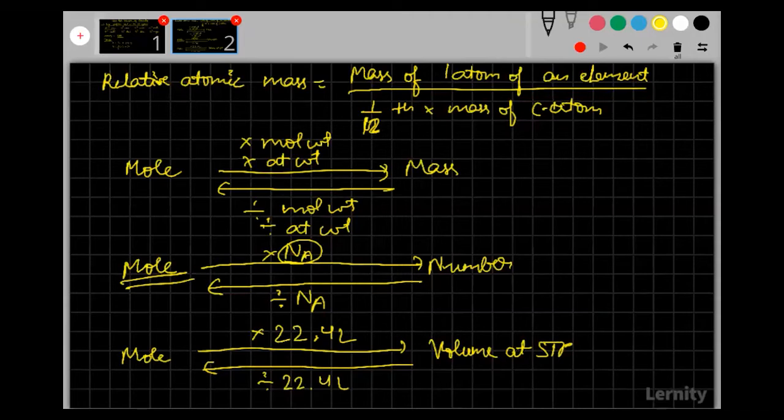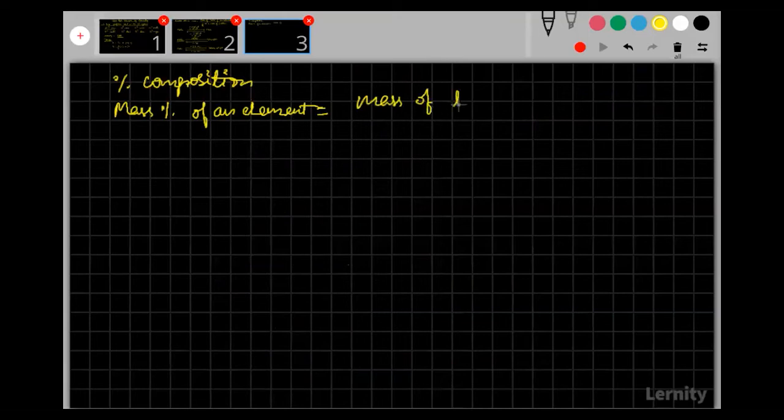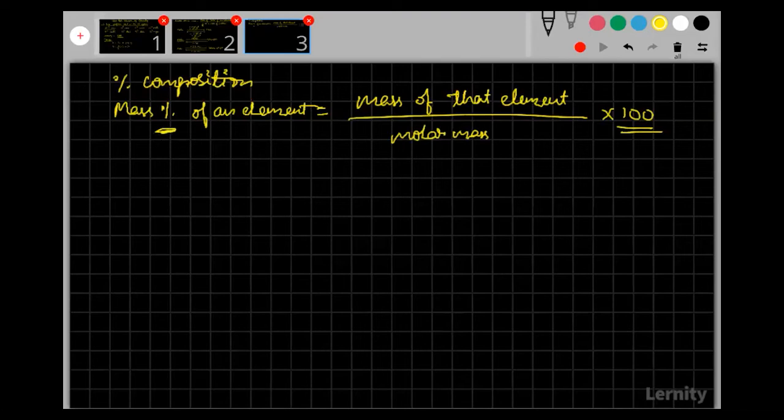Okay, so these are the important formulas that we have. Now moving ahead, it will be percentage composition. So what is this percentage composition? See, if at all we have to calculate the mass percentage of an element, it will be given by the mass of that element, which is the given mass, divided by the molar mass. And this has to be multiplied by 100 as they have asked us to calculate the mass percentage.